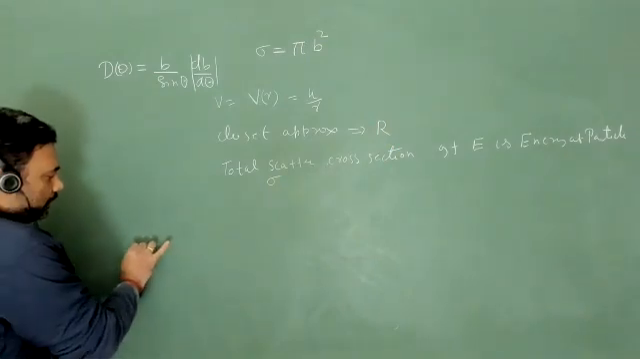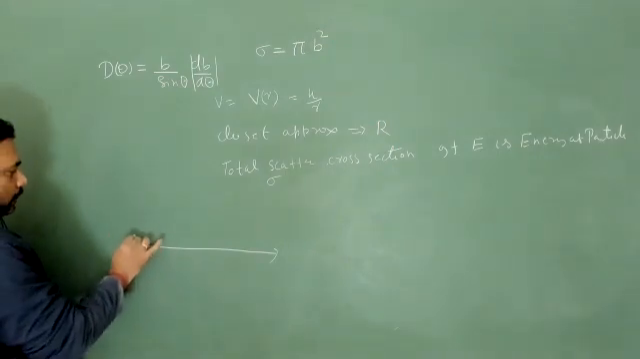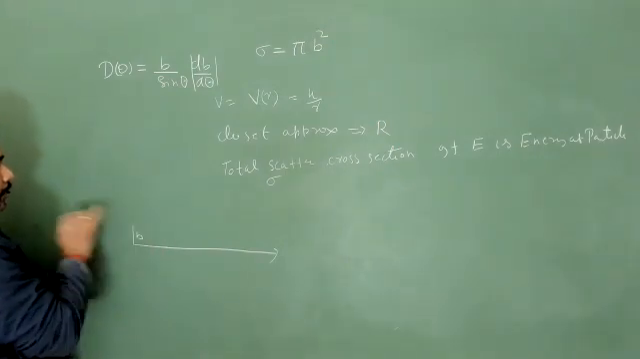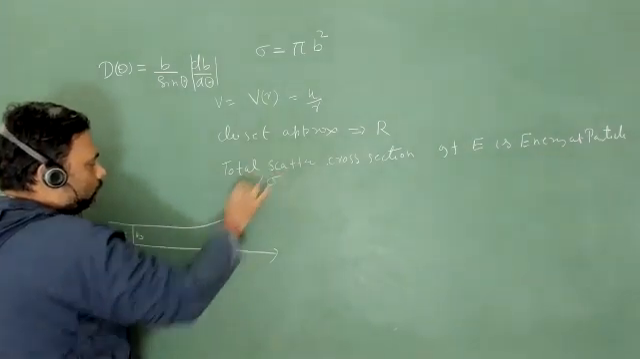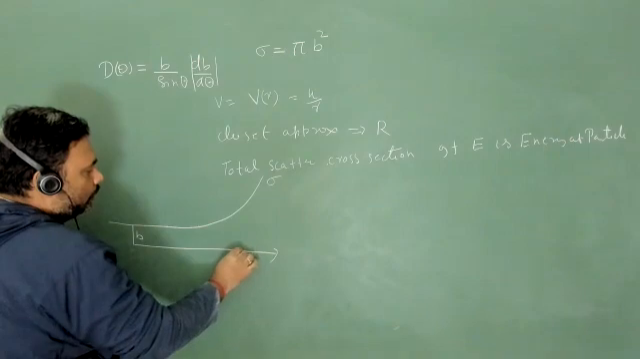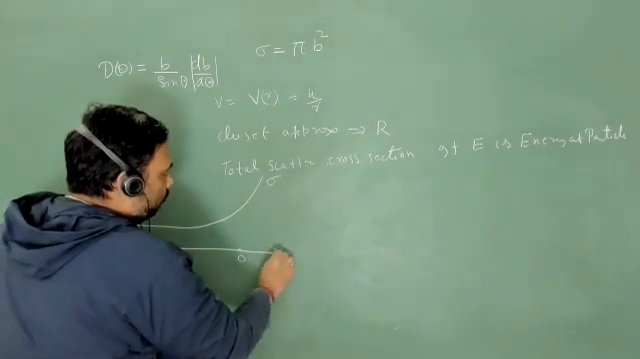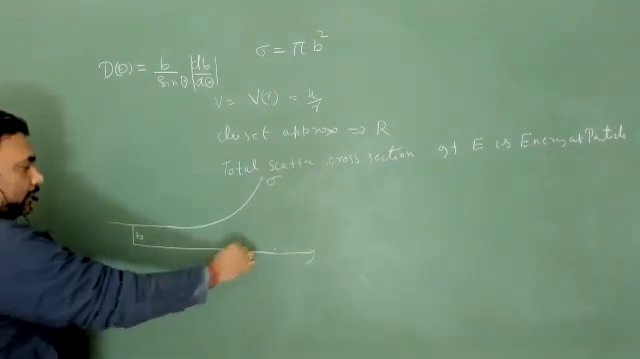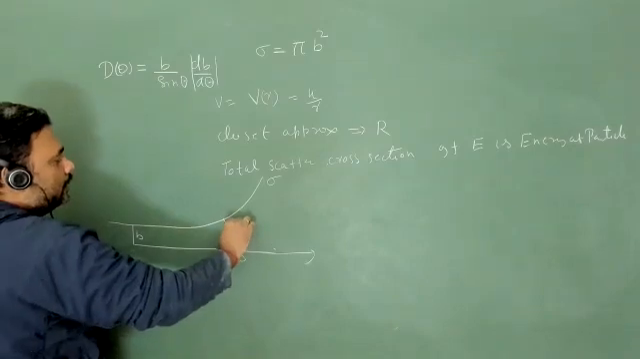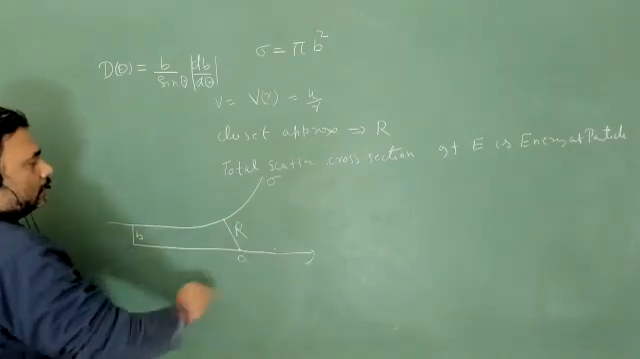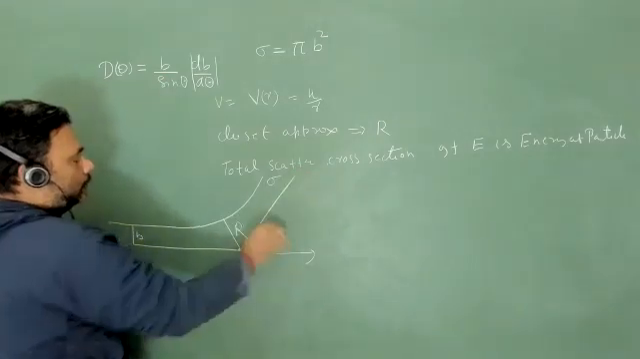Let us assume there is a reference line, and let's say this is my impact parameter b, and the particle is coming here and is just going to be scattered. Let us assume this is my center of potential or origin, and this distance is the closest approach. This distance is given, and this angle is basically angle theta.